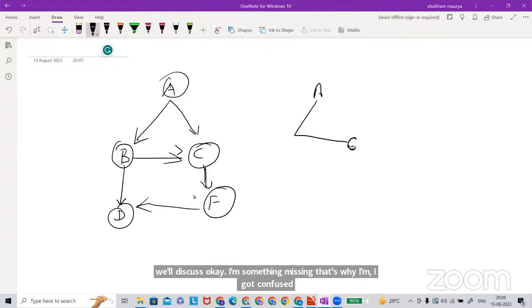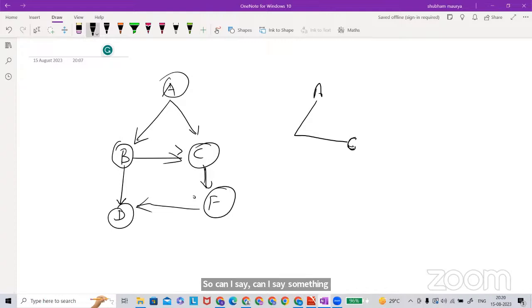Can I say something? Yes. Actually, forward and backward edges are non-tree edges. We have to consider only the non-tree edges as forward or backward edges. So this CF will be a tree edge, actually. So we have to see the non-tree edges. Then that answer will be AC. Yes, correct. That's the answer.